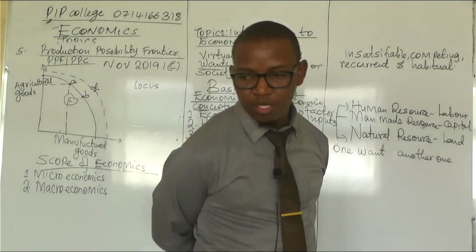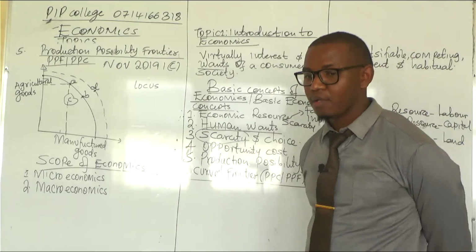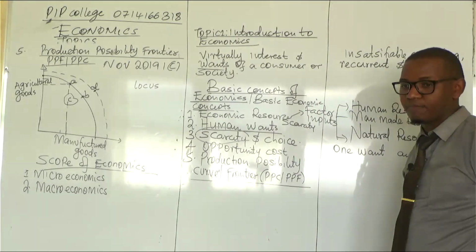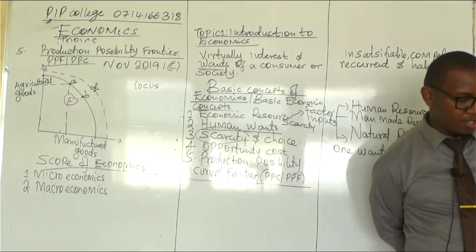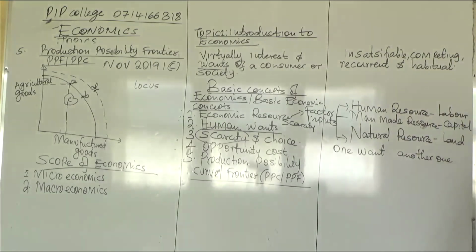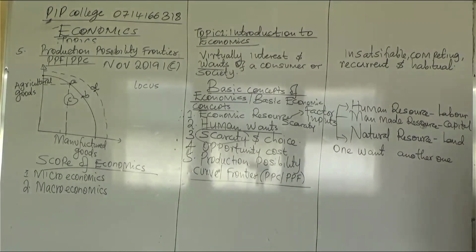Second one is what we call macroeconomics. You write and say it is concerned with large scale or general economic factors, such as the interest rates.